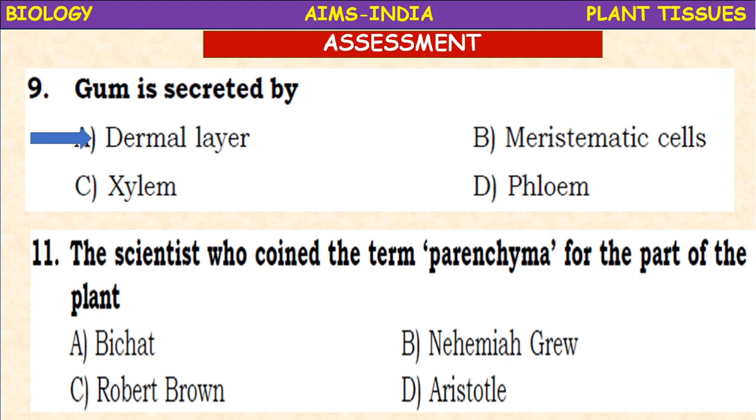Okay. The scientist who coined the term parenchyma for the part of the plant, that is Nehemiah Grew. N. Grew. Gum is secreted by dermal layer, and the term parenchyma was introduced by Nehemiah Grew.